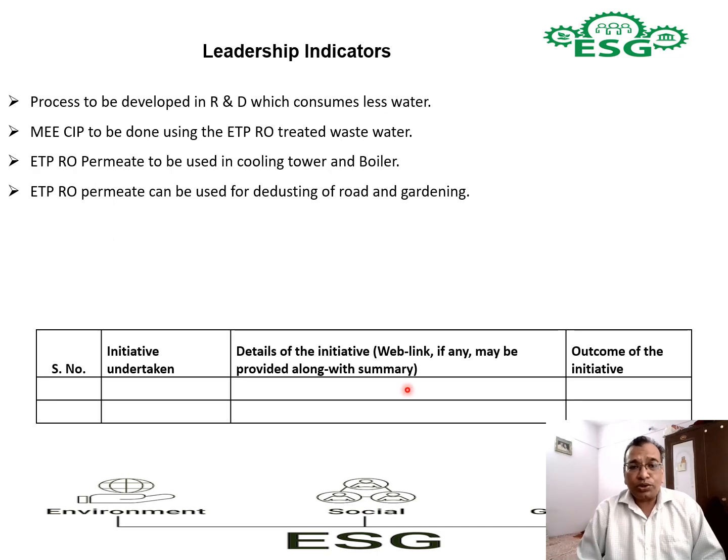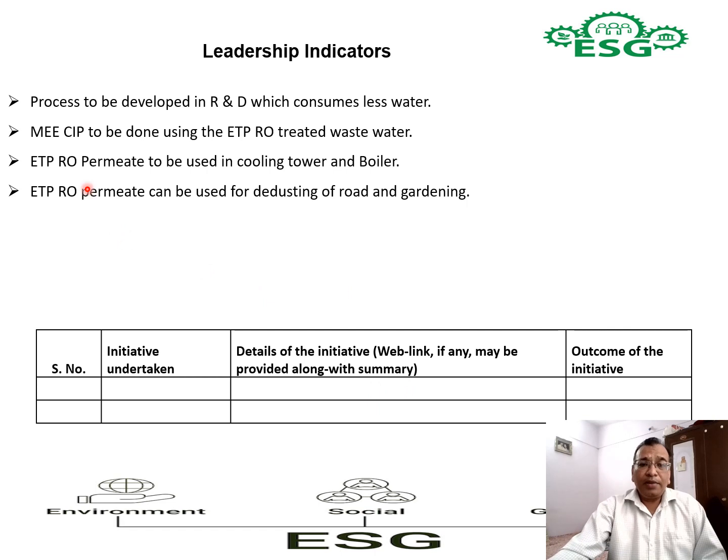Then processes should be developed in R&D itself which consume less water. So you have to give targets to the R&D regarding what they are utilizing under green technology or green chemicals. What is expected from the R&D is that they develop technology which consumes less water as compared to the usual technology.